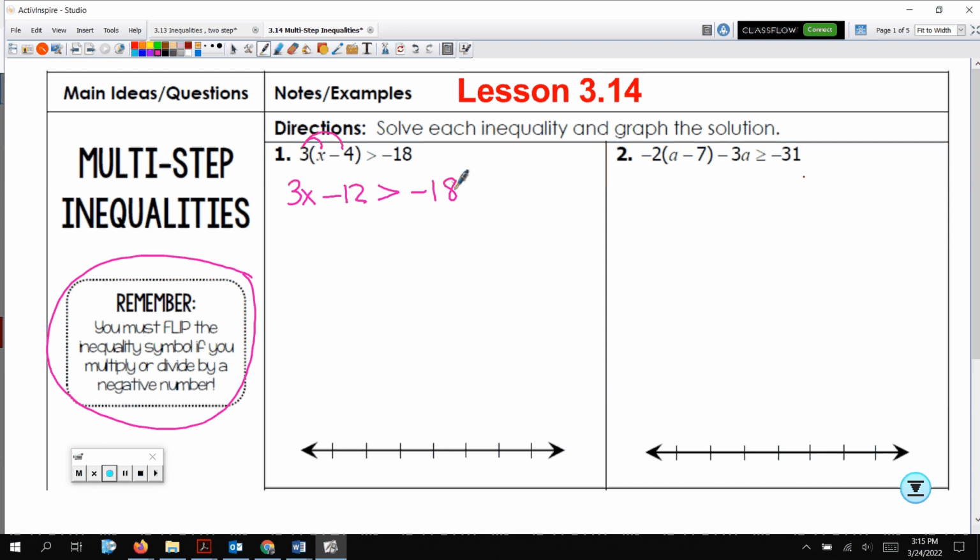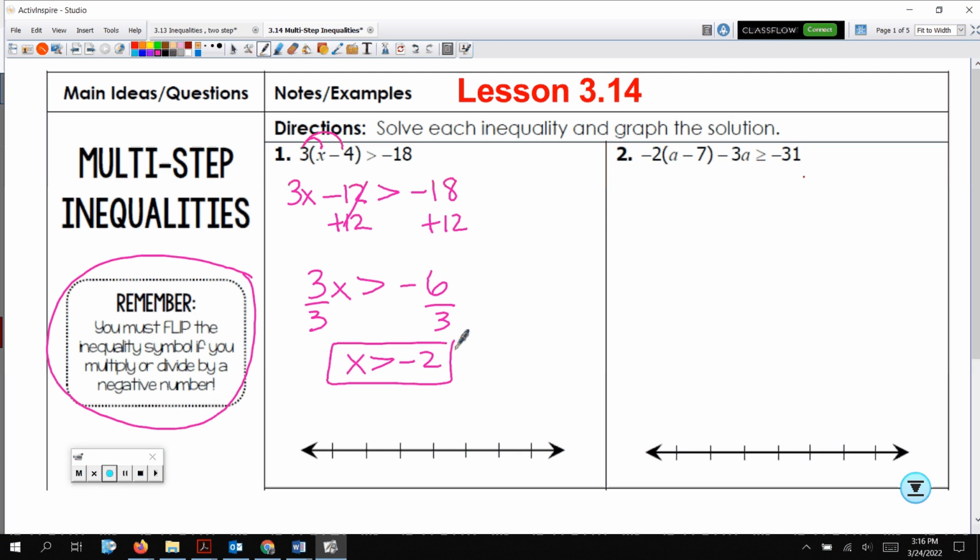All right, our mission is always to solve for the variable. I want to undo this addition or subtraction. Since it's negative 12, we're going to add 12 to both sides. Now we have 3x, 3x is greater than negative 6. All right, now we want to divide by 3 to get x by itself. x is greater than negative 2.